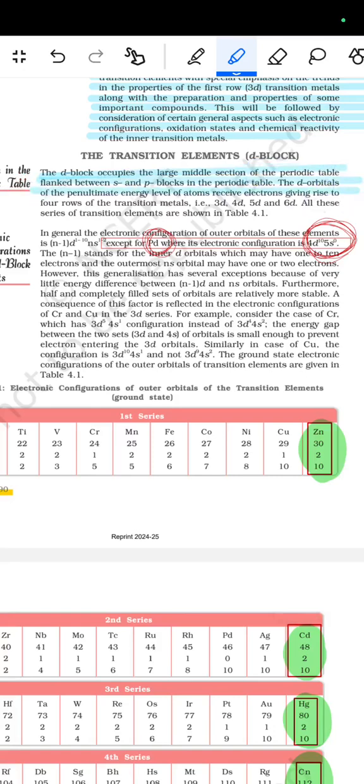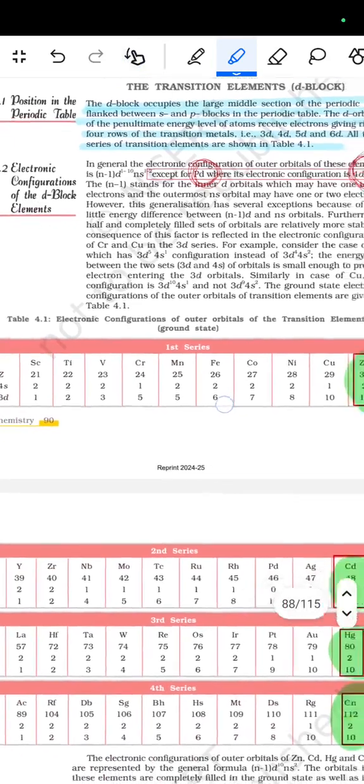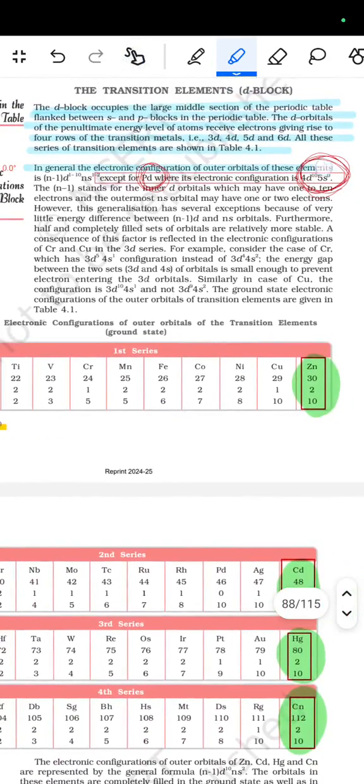In the D block, the penultimate energy level of the atom receives electrons, giving rise to the four rows of the transition metals, that means the 3D, 4D, 5D and 6D. All these series of the transition elements are shown in table 4.1. फिर आते electronic configuration of the D block elements। तो in general the electronic configuration of the outer orbitals of these elements is (n-1)d1-10 ns1-2 except for Pd where its electronic configuration is 4d10 5s0। तो Pd का 4d10 5s0 होता है electronic configuration। The (n-1) stands for the inner d orbitals which may have 1 to 10 electrons and the outermost ns orbital which may have 1 or 2 electrons.